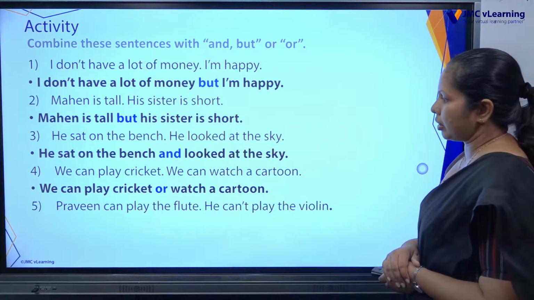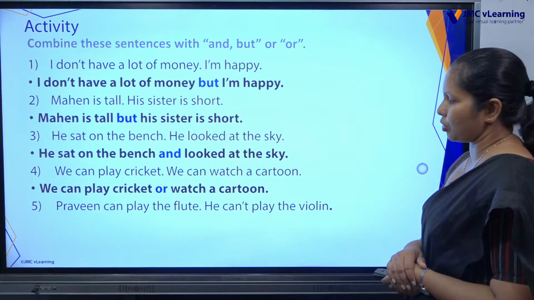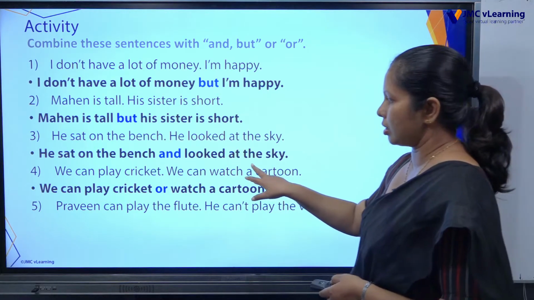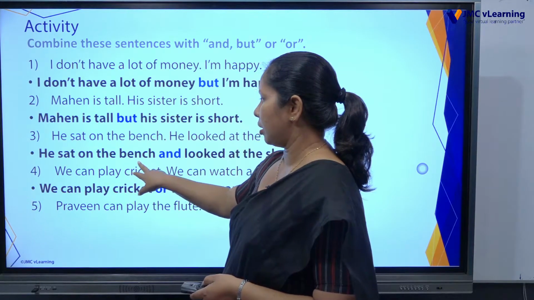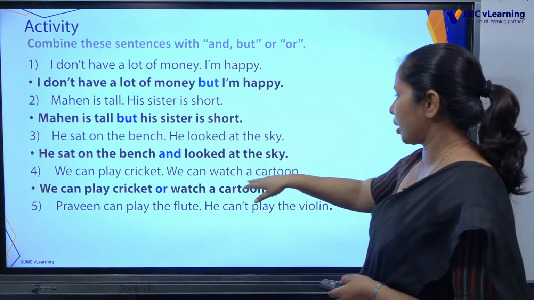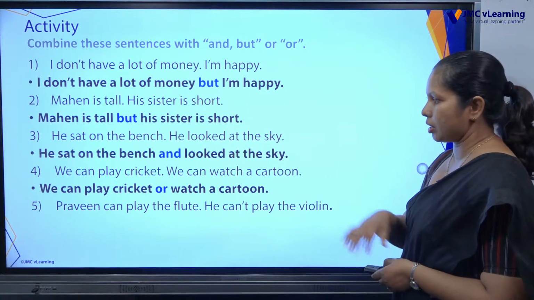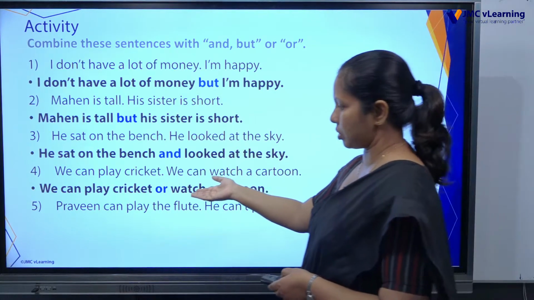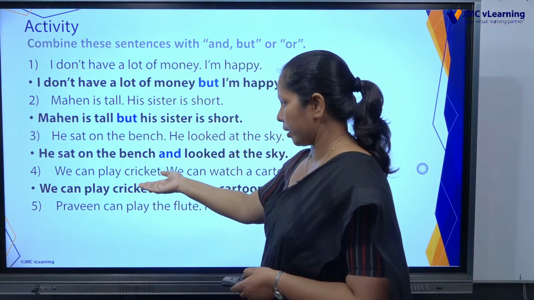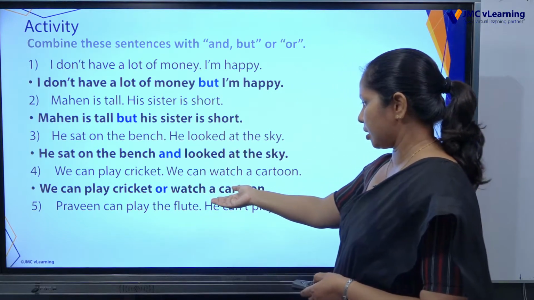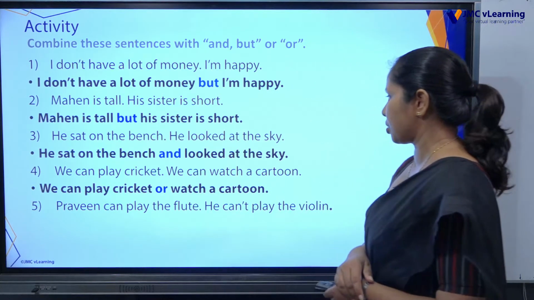We can play cricket, we can watch a cartoon. Again, here there is a choice for you. Either we can play cricket or we can watch a cartoon. So, I said if there is a choice, we always use the conjunction or. We can play cricket or watch a cartoon.